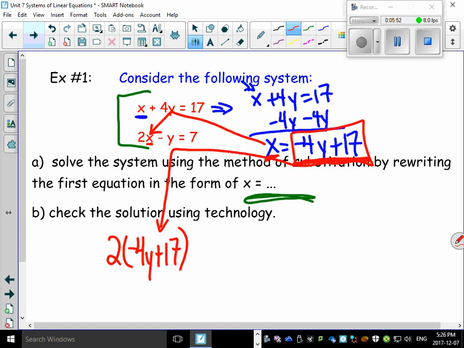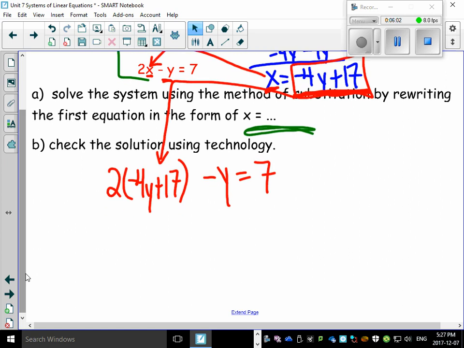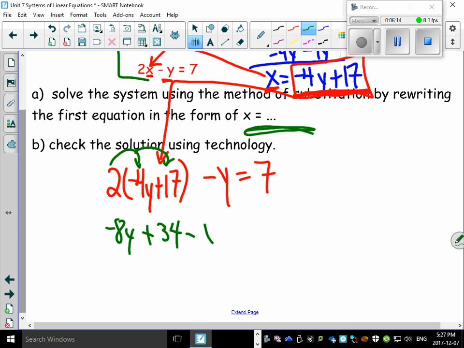Okay, that's going to be subtract y now equals 7. And check this out. This equation now looks really pretty because there are no more x's. Right? You've gotten rid of one of the variables. Of course, distribute that in to give you minus 8y plus 34 minus y equals 7.